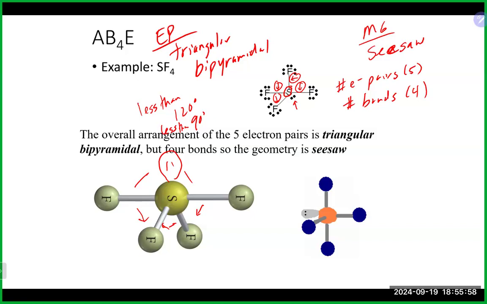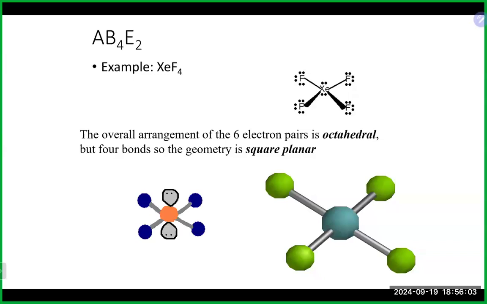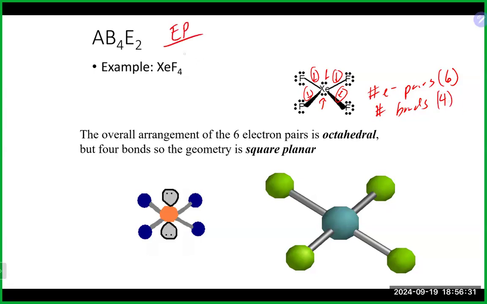Continuing on with our expanded octet here, we're going to look now at some 6 electron pairs with some non-bonding electrons. So if we look at the central atom here, I think we drew this guy earlier. The number of electron pairs is going to be 6 in this case: 1, 2, 3, 4, 5, and 6. Number of bonds is going to be 1, 2, 3, and 4 bonds. So once again, something with 6 electron pairs, the electron pair geometry name is octahedral.